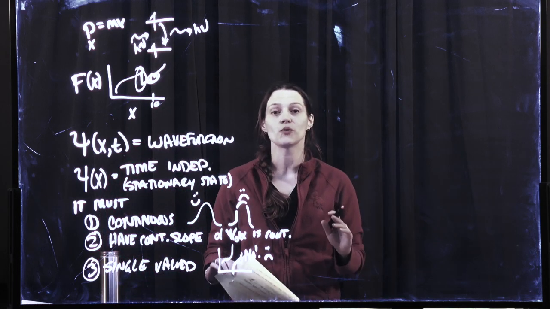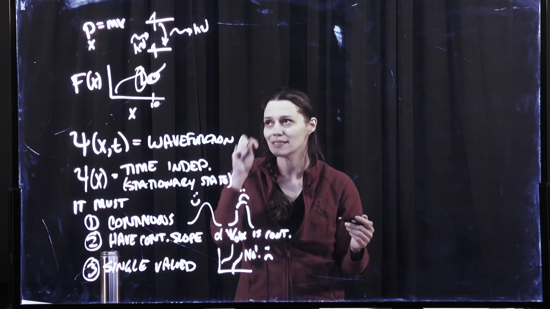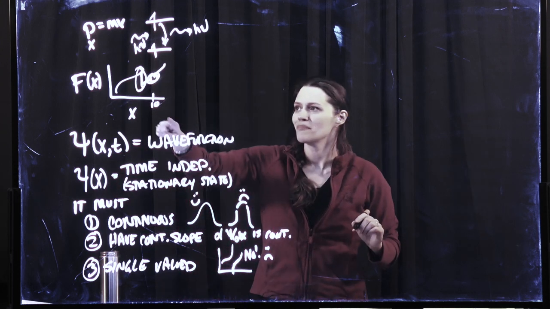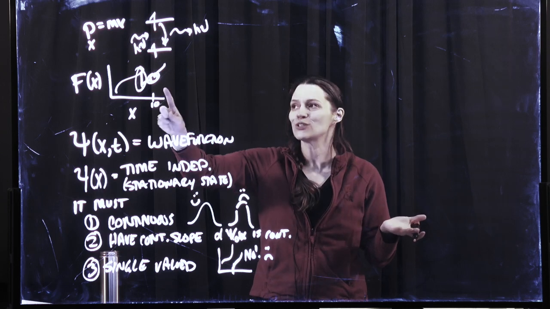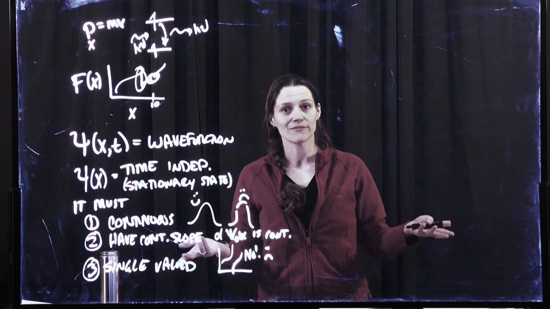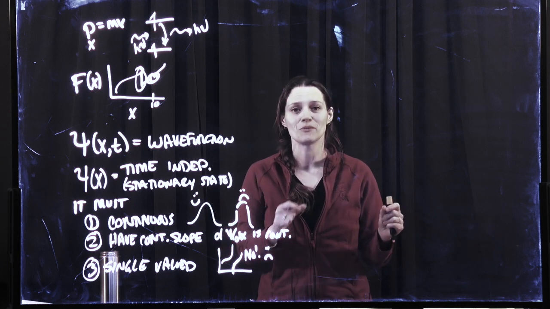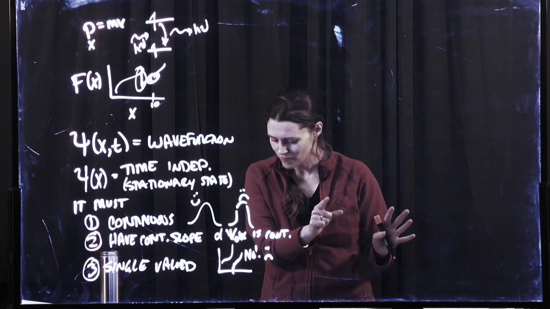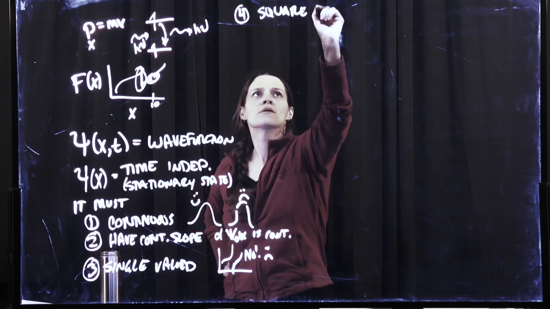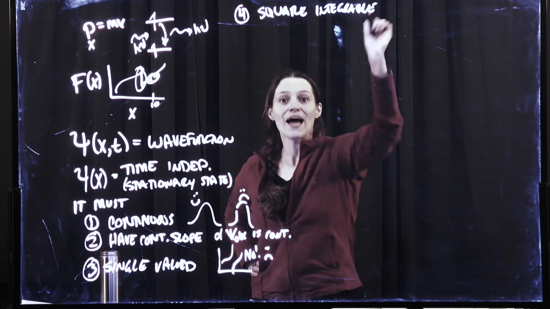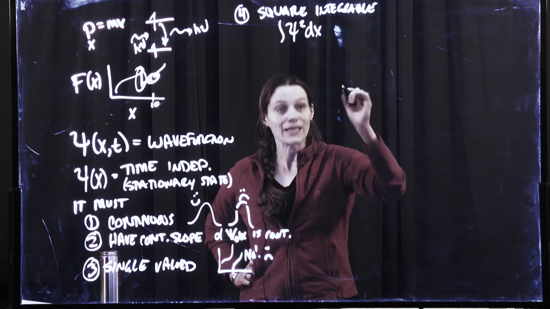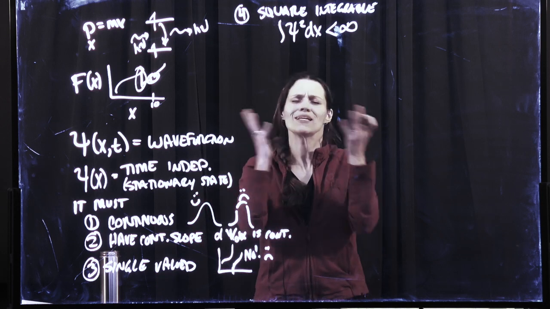Number three, it must be single valued, which means you can't have six values for one psi of x. In this particular case, you have x where it goes straight up and down. That's bad. The wave function wouldn't do that, because that would mean that for one value of x you have multiple values of f of x, so it's not single valued. You don't want that. The other thing is you want it to be what's called square integrable. That's a fun word to say, kind of like asymptote. Square integrable, number four. What that means is that if you take the integral of psi squared dx, it will be less than infinity. Basically, it doesn't diverge.